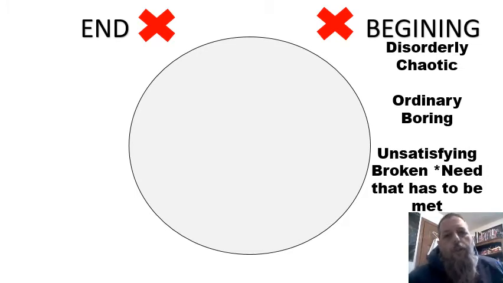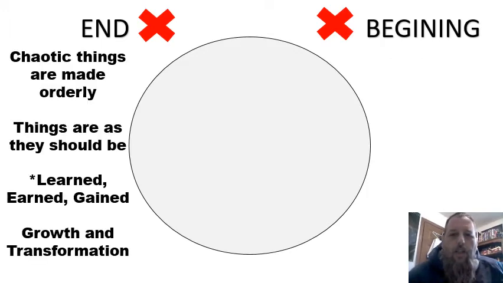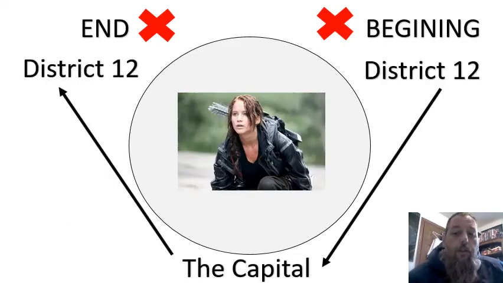The ordinary world is also unsatisfying in some way. There's some kind of brokenness in the world of the hero. There's a need that needs to be filled, and by the time we get to the end, chaotic things are made orderly. Things are as they should be. Something is learned, earned, or gained by the protagonist, and almost always there's some kind of growth or transformation. And so the name of the game in the hero's journey is transformation. For the most part, the hero changes and grows.